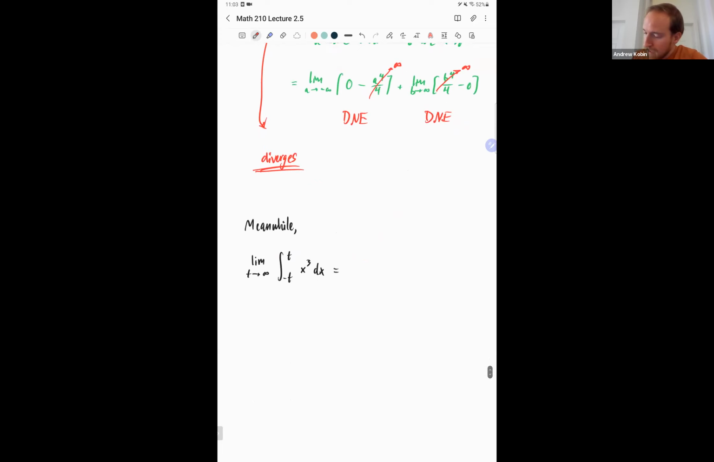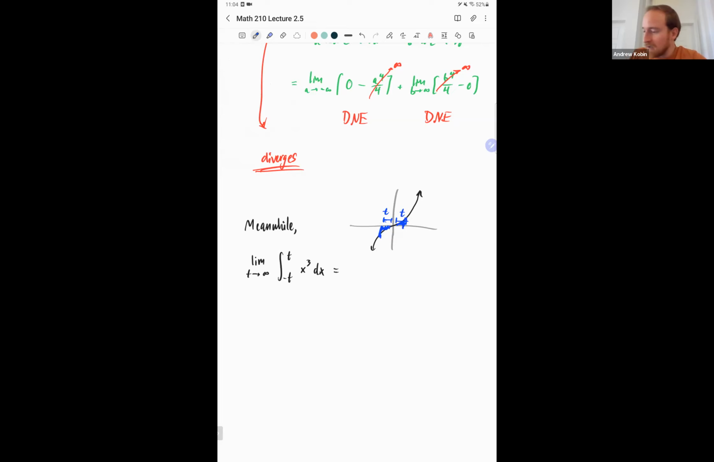However, if we tried to take a single limit as t, the upper and lower bounds went to the infinities, we'll go from negative t to t. You can think of this as follows. Let's see what our graph sort of looks like. You can think of this as picking a distance away from the origin and just integrating these little chunks.